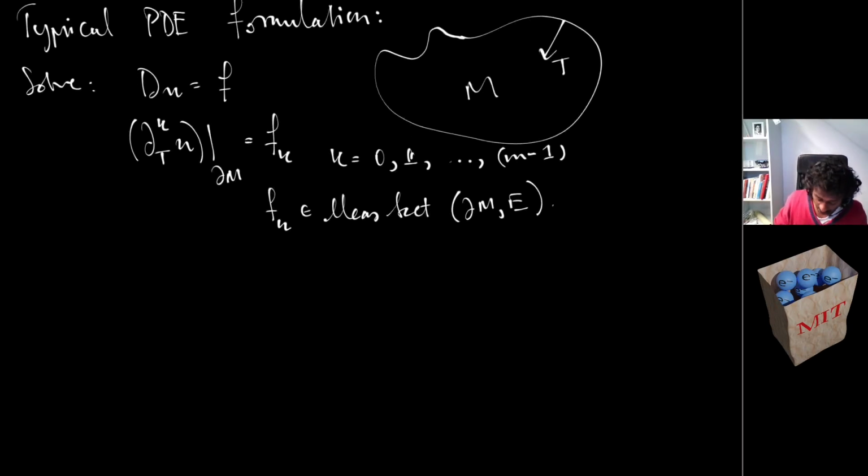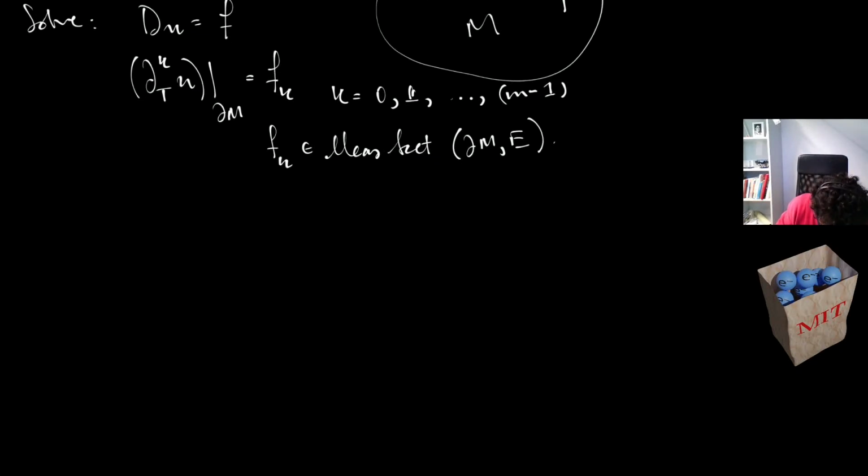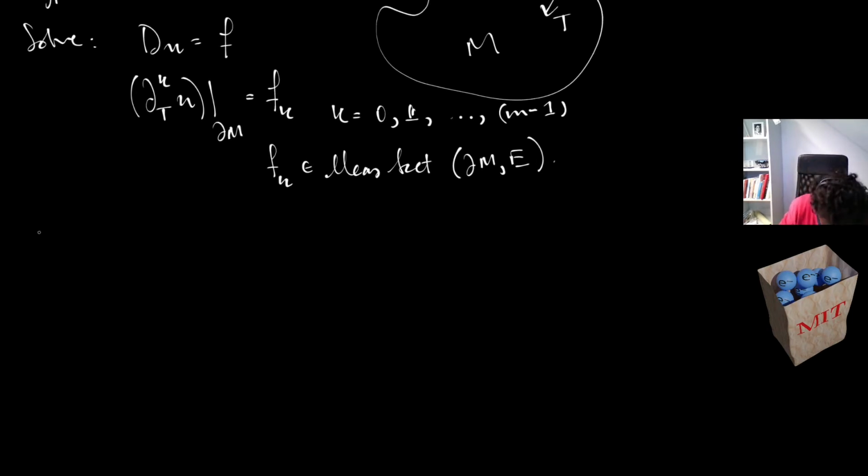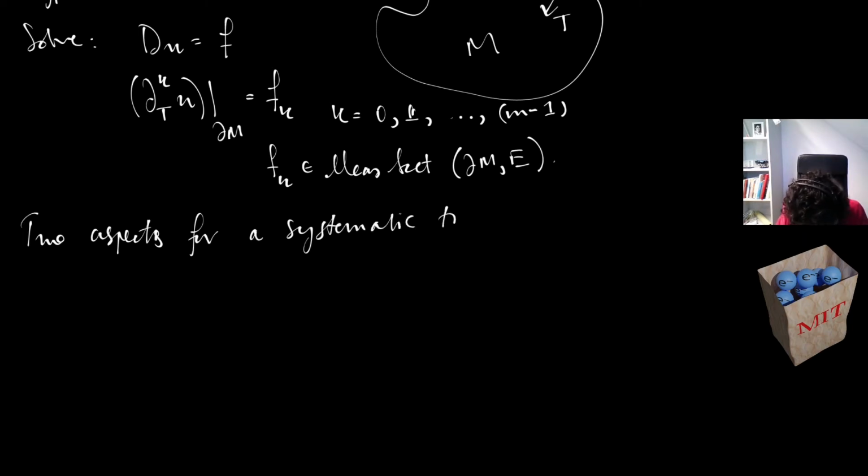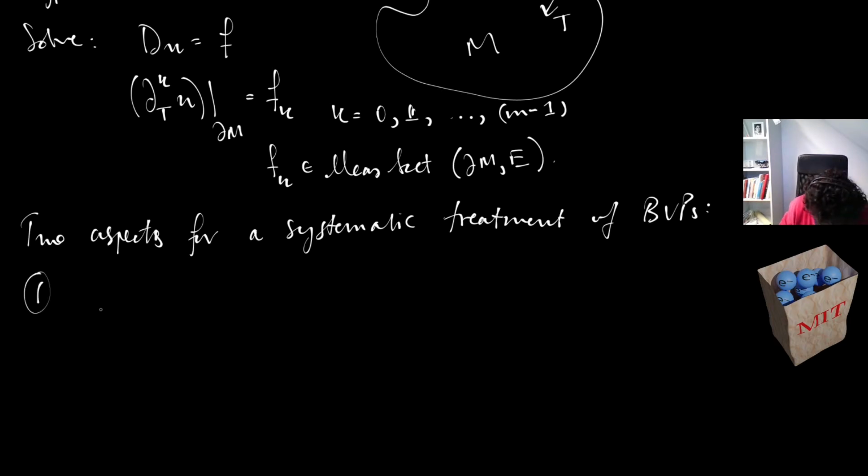Okay, so the first part, so we really need to separate these two aspects for a systematic treatment of BVPs. So the first aspect is, where do the FK live?